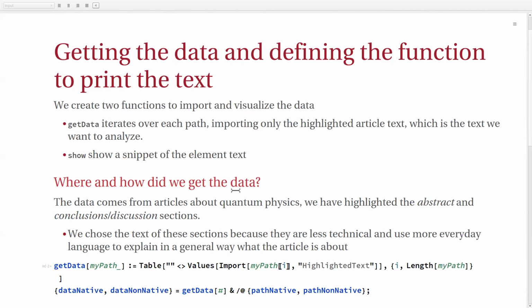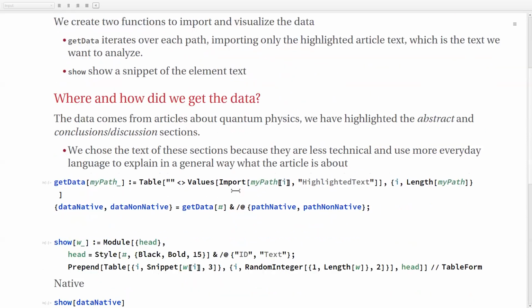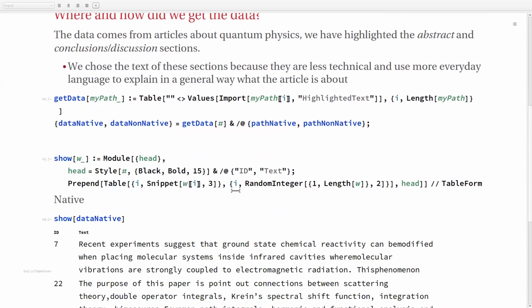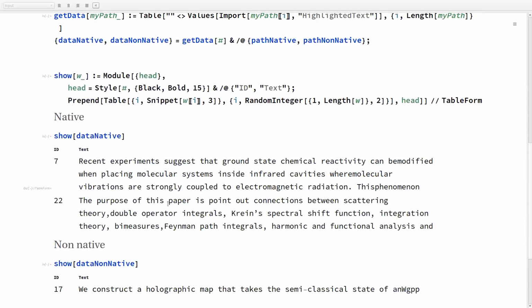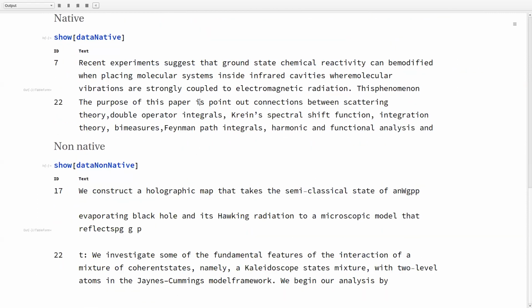We highlighted the abstract, introduction, and conclusion, and we created two functions to import and visualize the data. The first one, get data, iterates over each path, importing only the highlighted article text, which is the text we want to analyze, and shows a snippet of the element text. So here is the native data, and here we can see the non-native data.